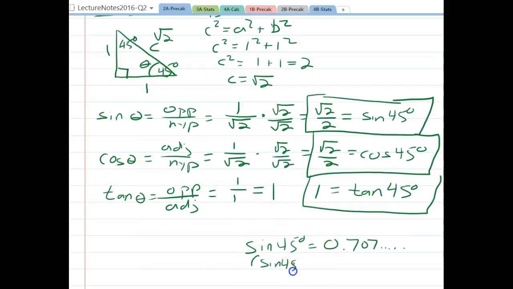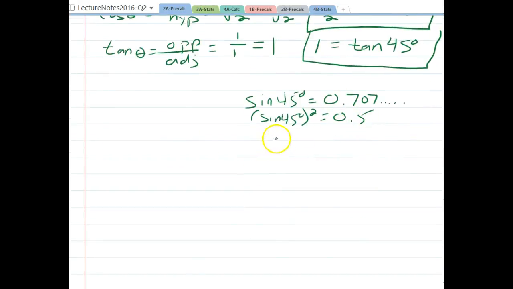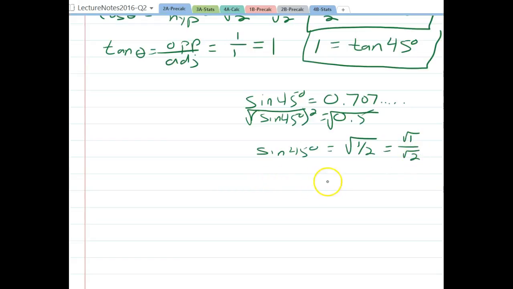if I take the sine of 45 degrees and square it, I got 0.5 exactly. It was not an irrational number. It's exactly 0.5. So if I square root both sides again, basically what I have is I'm back to sine 45 degrees, and I have the square root of 1/2, which is, using the rules of radicals, square root of 1 over the square root of 2, which is 1 over the square root of 2.